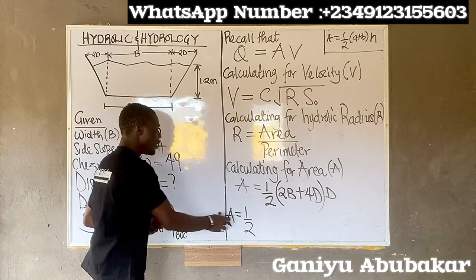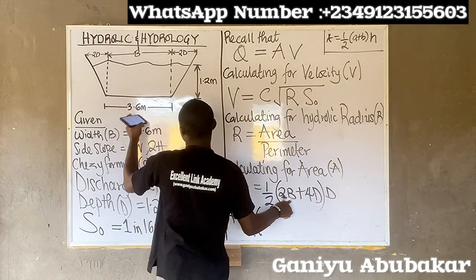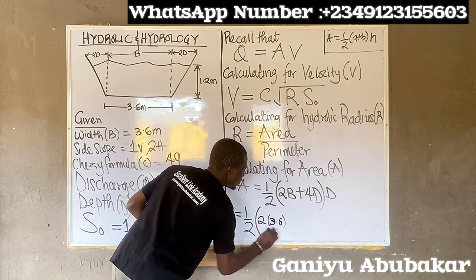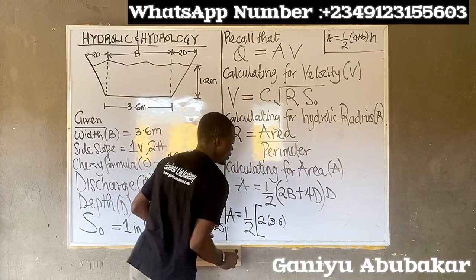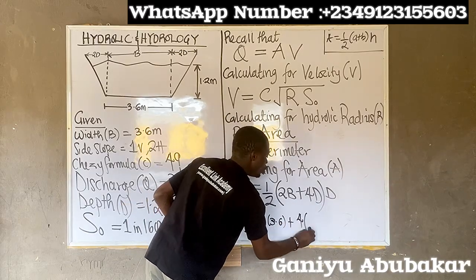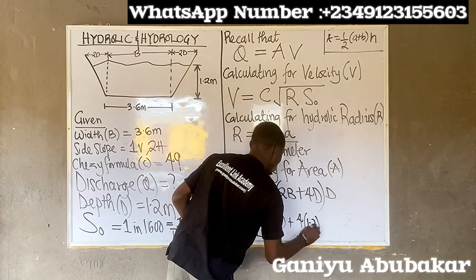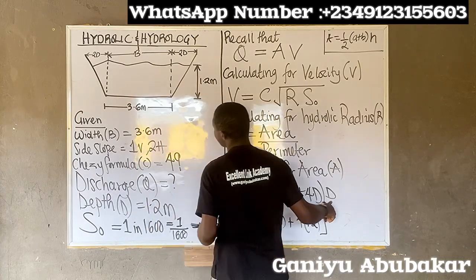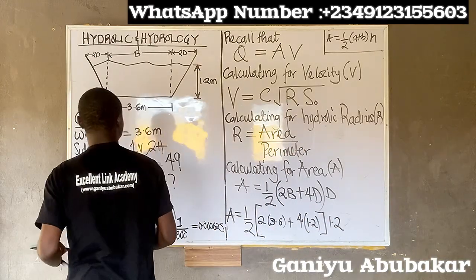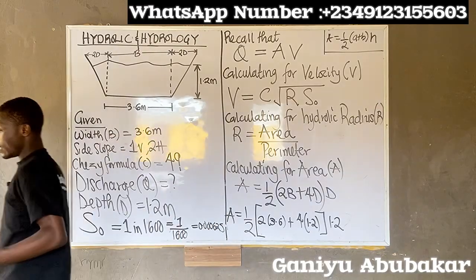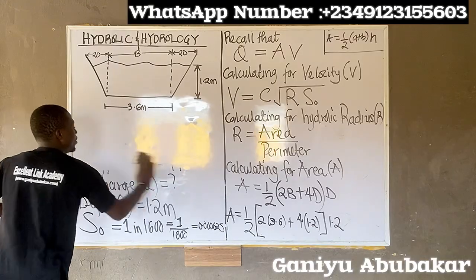This gives you area equal to half into 2 into what's B? Of course, B is 3.6. Let me use a square bracket: 3.6 plus 4 into what's D there? D is 1.2. What's D here? Of course, 1.2. Let's get A.